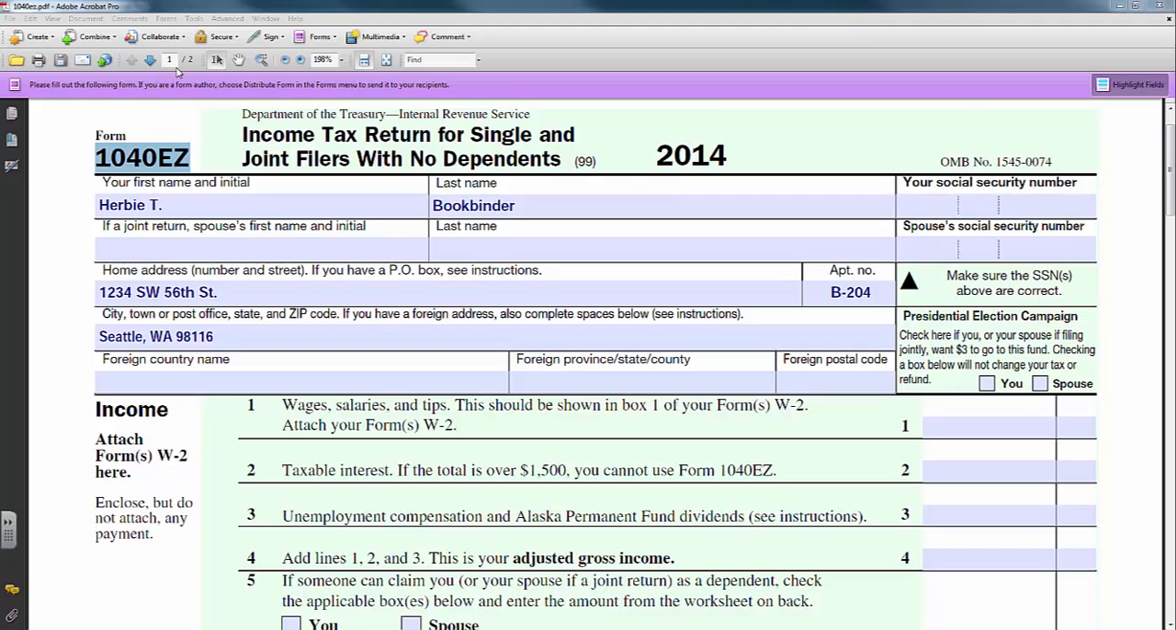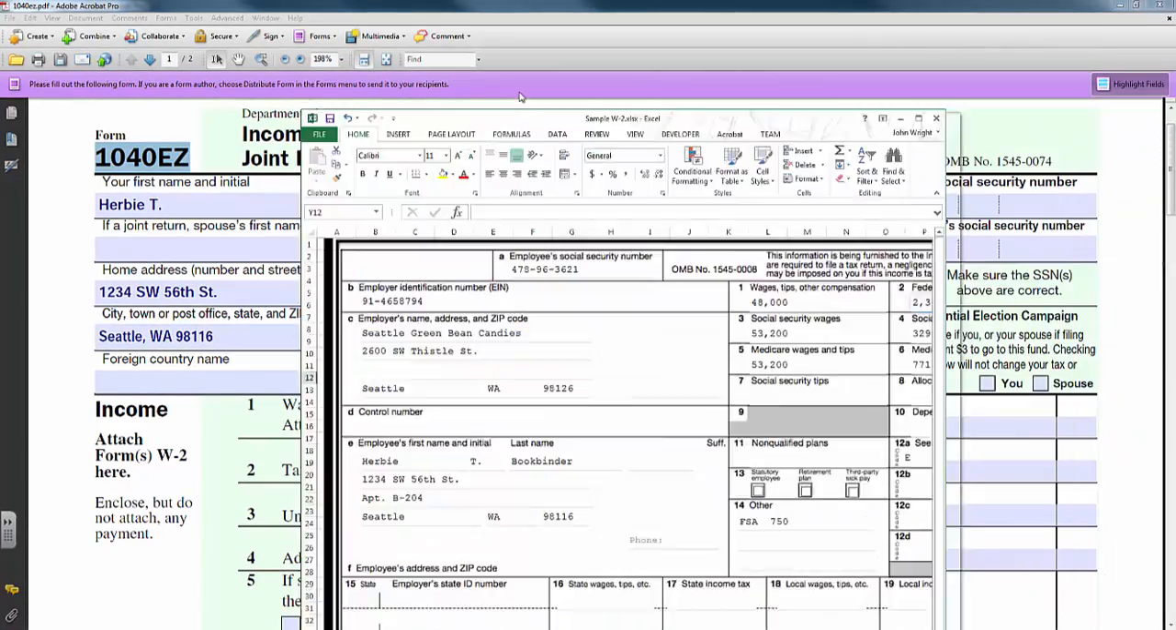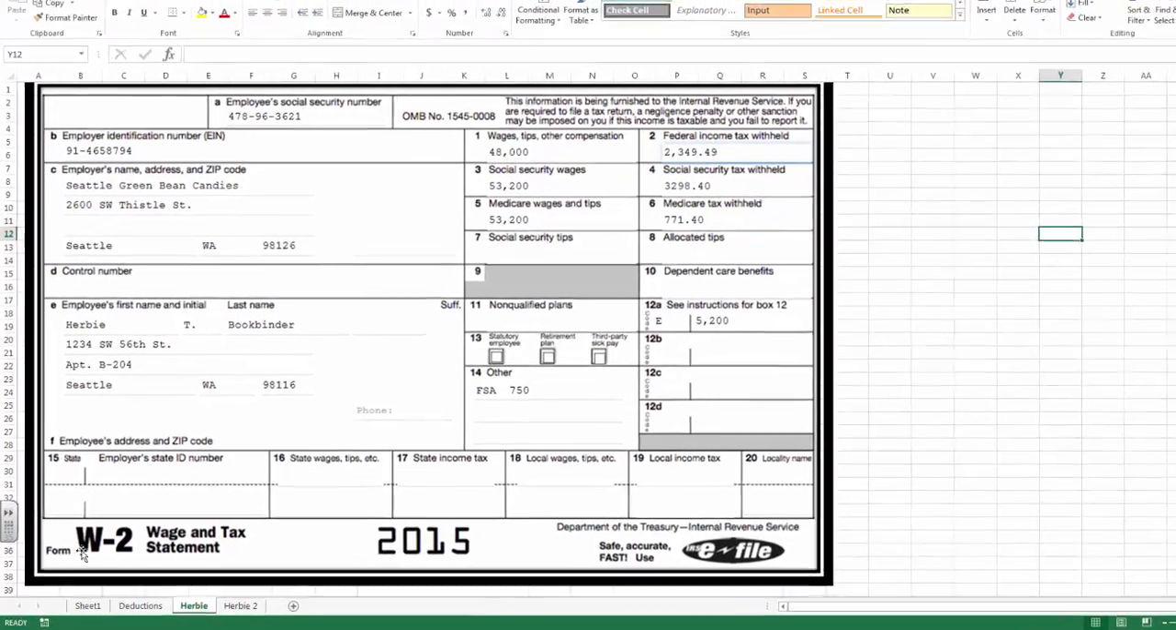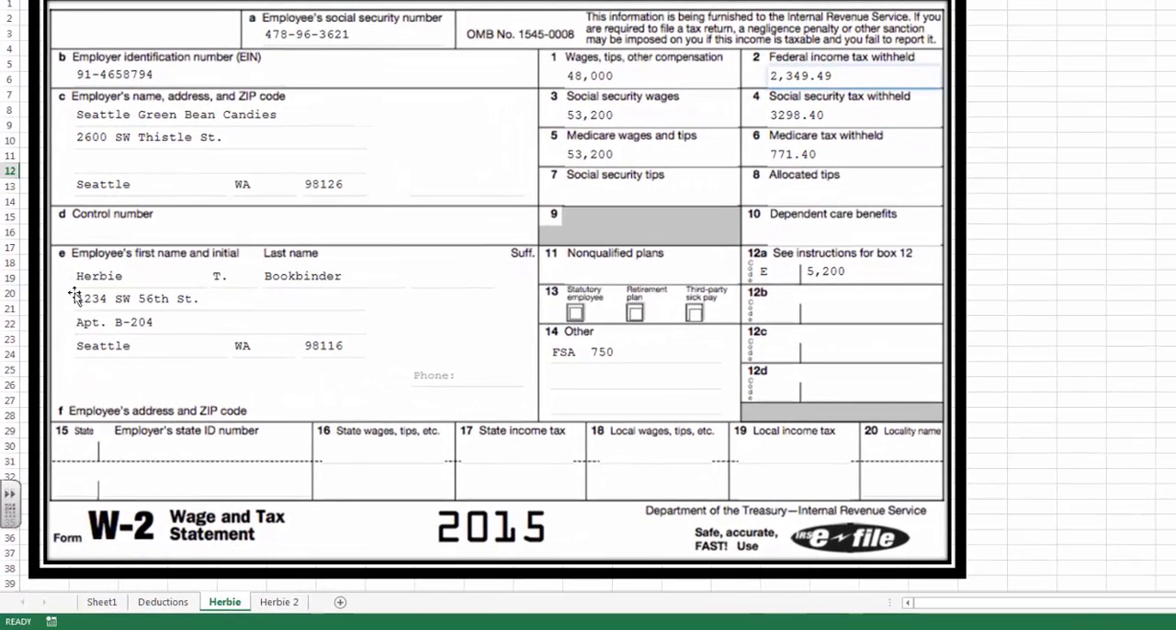So today we're going to walk through a 1040EZ. I've already put in the name and address, which should definitely be in there, of course, for our fictional character's return here. Here is his W-2. It's for Herbie Bookbinder. He works for Seattle Green Bean Candies.